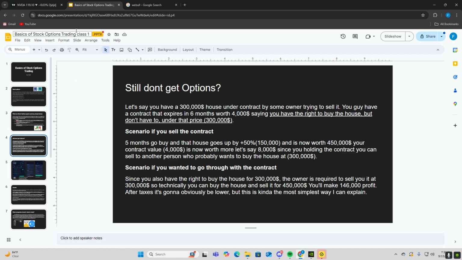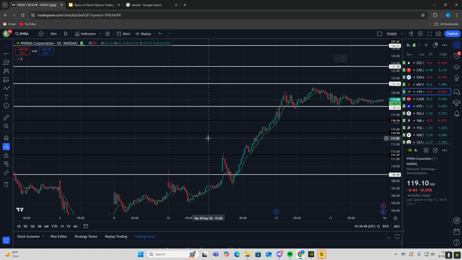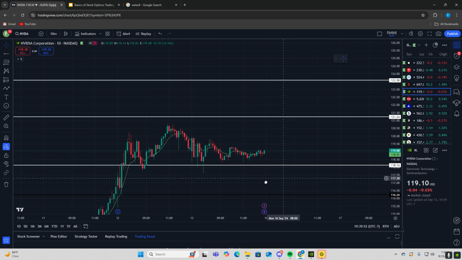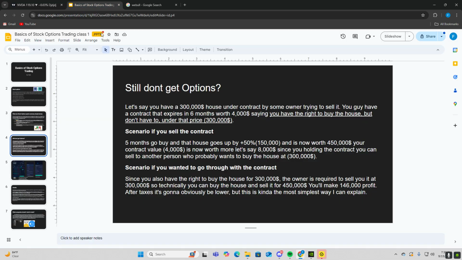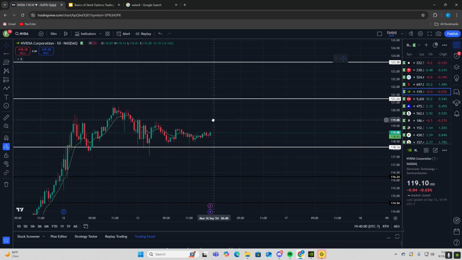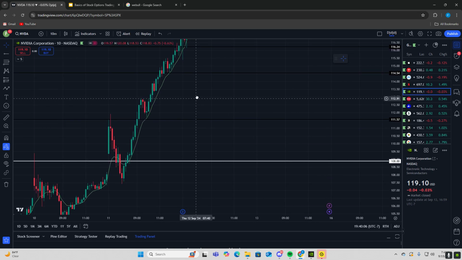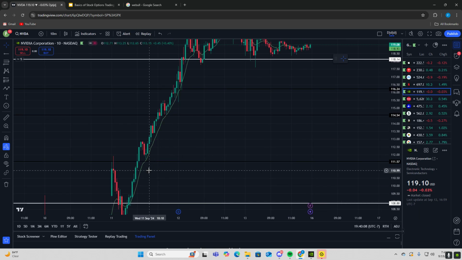Same thing with stocks, but it moves quicker since we're day trading. This is more like swing trades and stuff like that. You can still get 50% on day trading. You get like 50s, 30s, 80s, hundreds. You could get like 1,000% with a move like this.